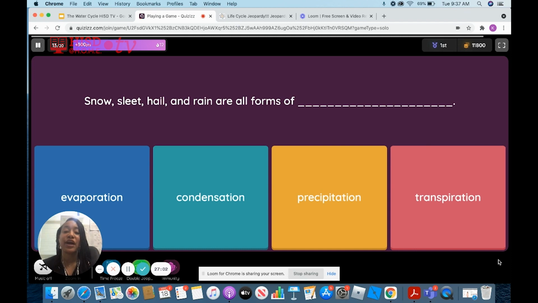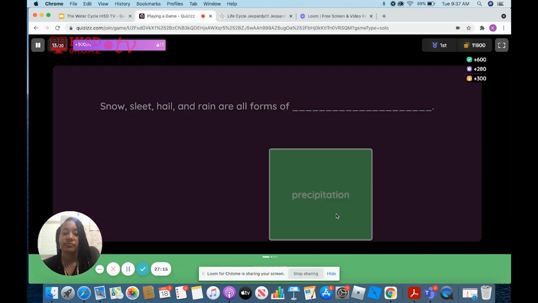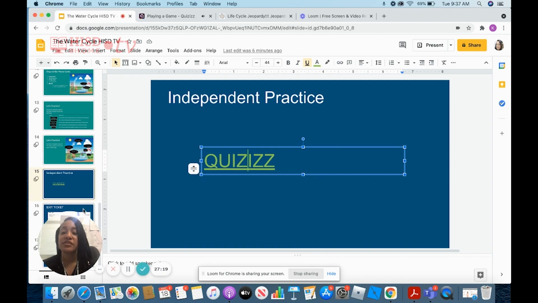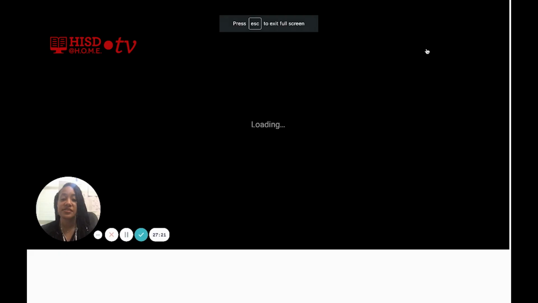Snow, sleet, hail, and rain are all forms of? Yes, snow, sleet, and hail are the solid forms. Rain is the liquid form, but no matter what, they're all forms of precipitation. All right, so we're going to end today's session with our STAR practice questions.